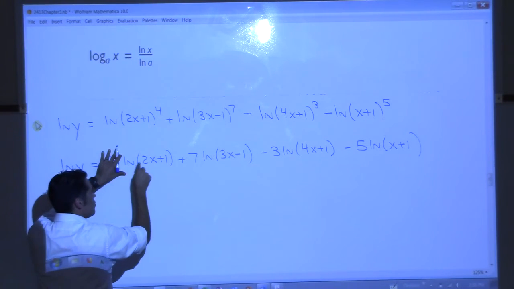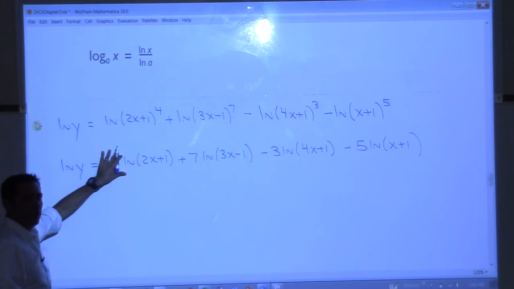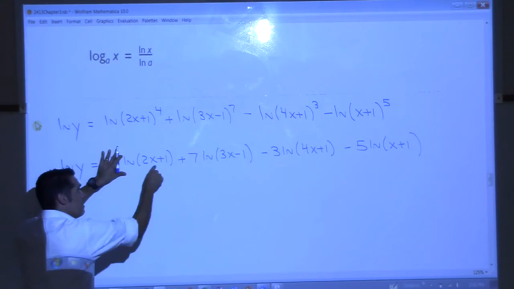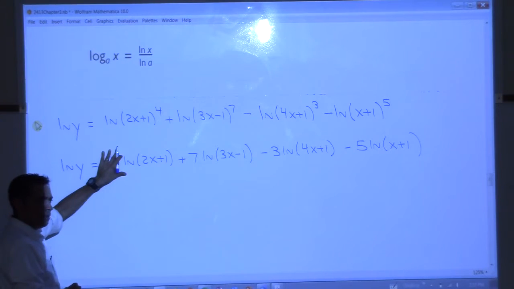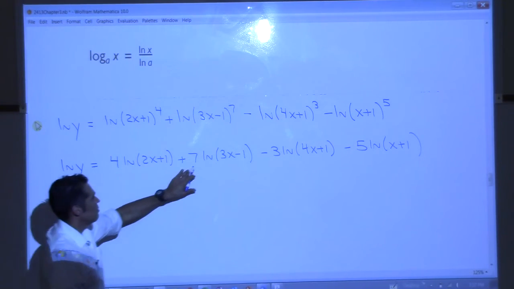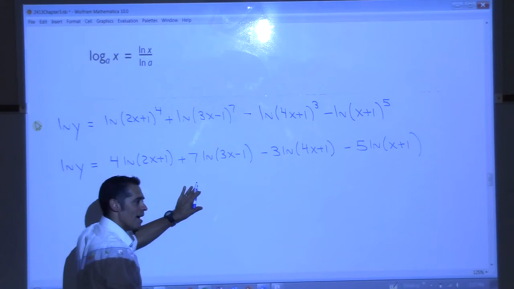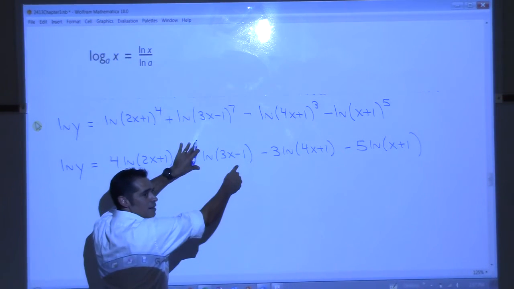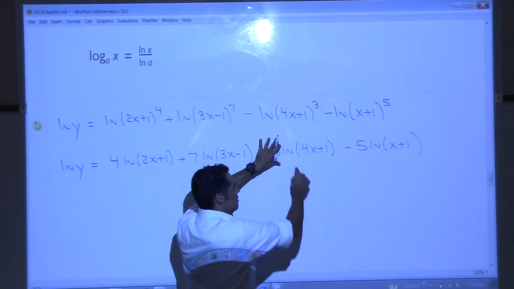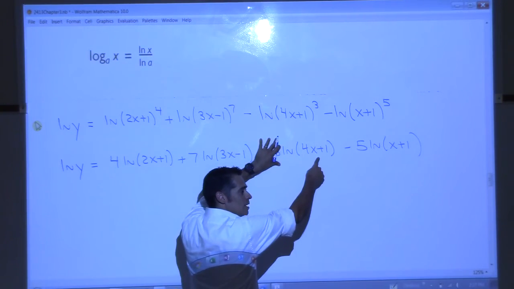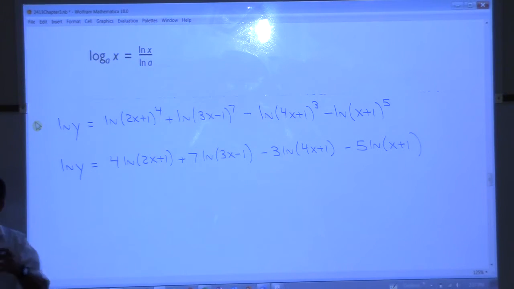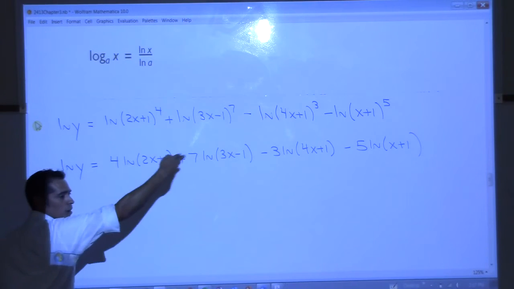Can you take the derivative of natural log of that? Yeah, it's 1 over that times the derivative of that, right? And then times the 4. Can you take the derivative of this? 7 comes down. It's 1 over that, right? Times the derivative of that. Minus 3, 1 over that times the derivative of that. Understand? So this is much easier to work with. No product rules, no quotient rules, nothing, right? Everything's been ripped apart, and we can do them just one by one.